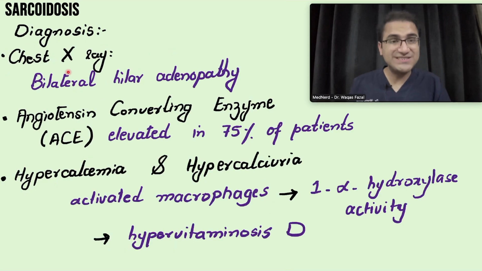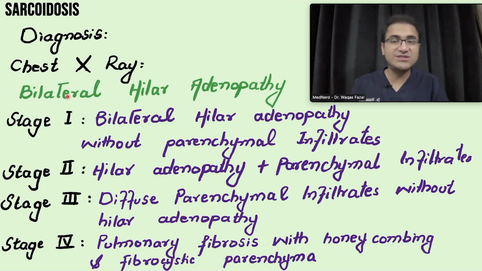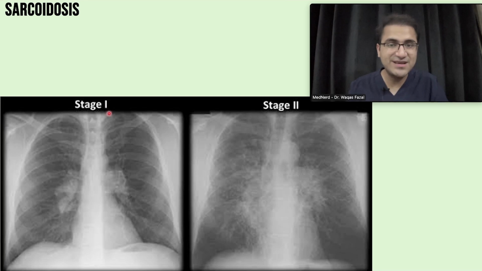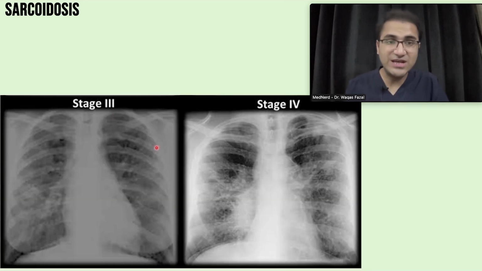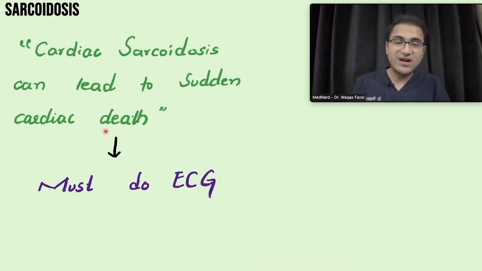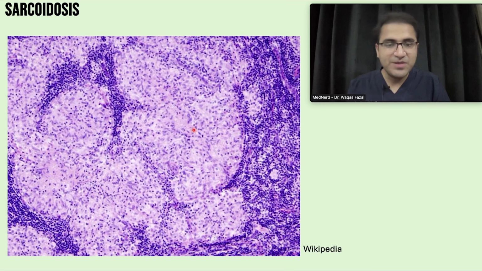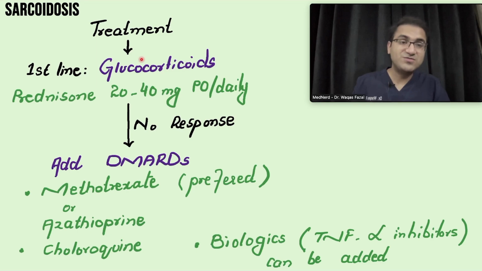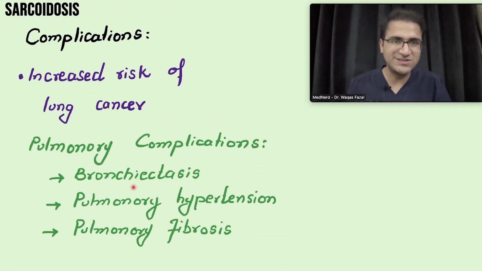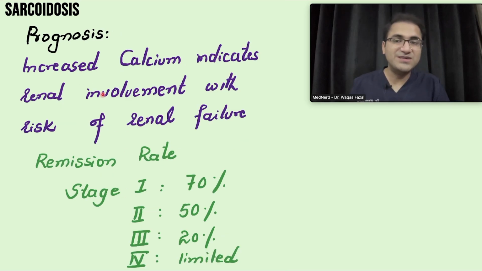We talked about chest X-ray as being the initial investigation, the staging according to the chest X-ray, the different stages of sarcoidosis. Cardiac sarcoidosis must do ECG. Definitive diagnosis, the main investigation, gold standard investigation is biopsy. You see non-caseous granulomas. First line treatment is glucocorticoid. If there is no response, then you can add methotrexate. Increased risk of lung cancer in these patients. Prognosis depends on the stage of the disease.